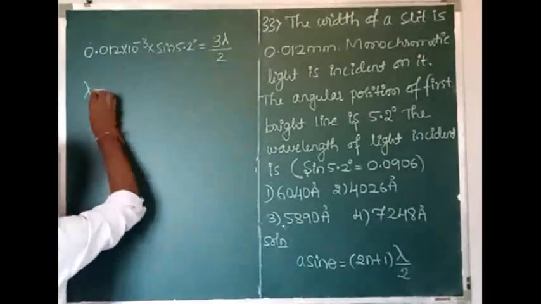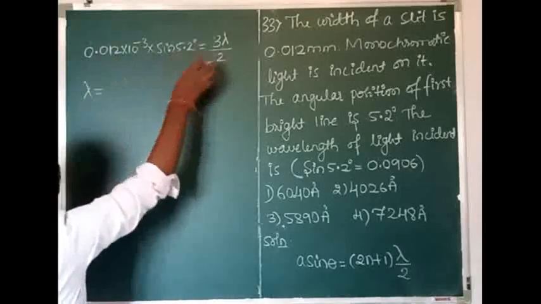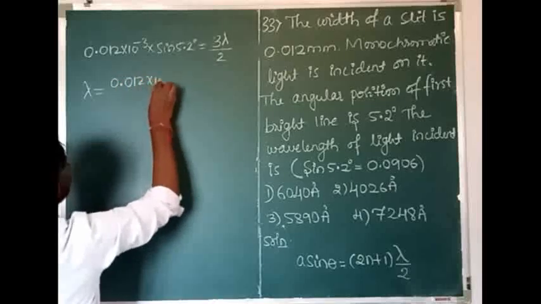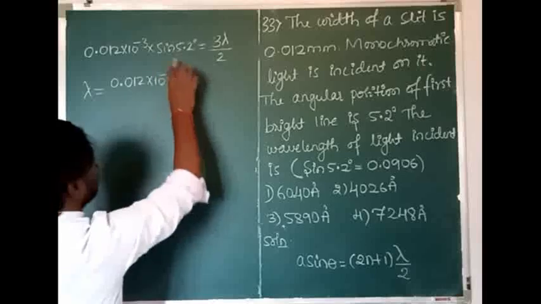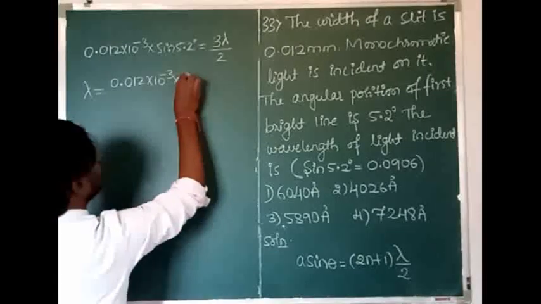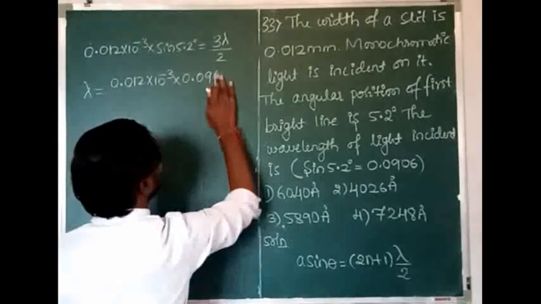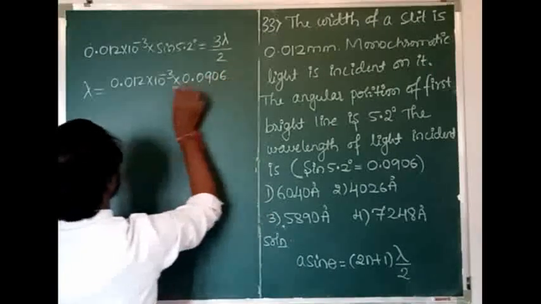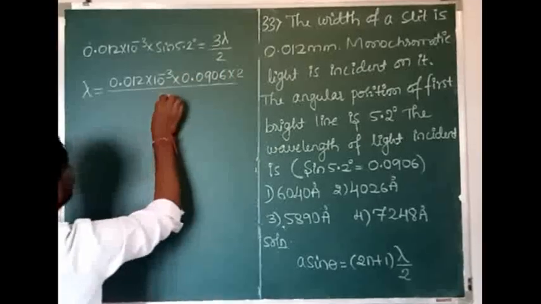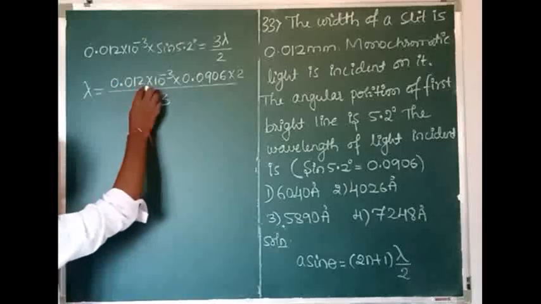Then our aim is to find lambda. Then lambda is equal to, I will take 2 and 3 to the left hand side. Then 2 will be multiplied, 3 will be divided. 0.012 into 10 to the power of minus 3. What is the value of sin 5.2? That is 0.0906. Then 2 will be multiplied here, then 3 will be divided.